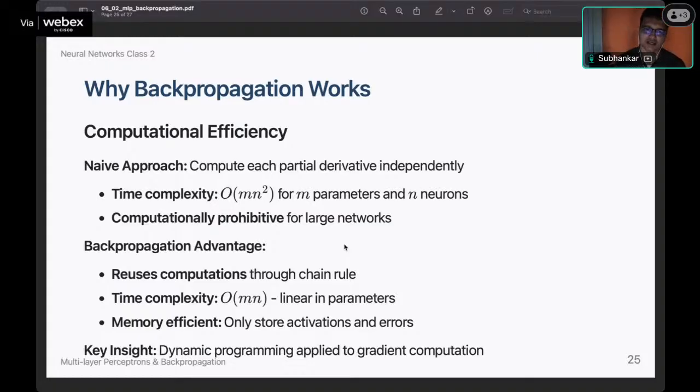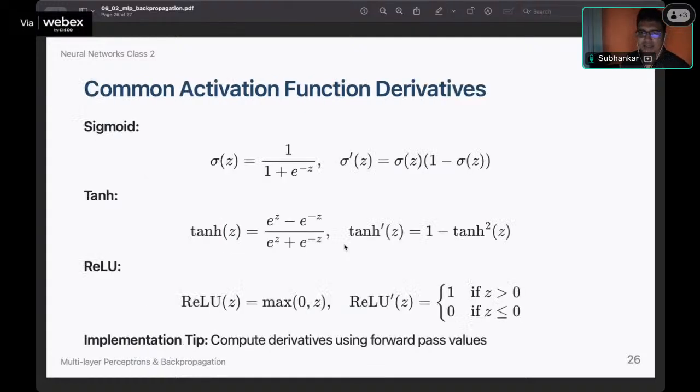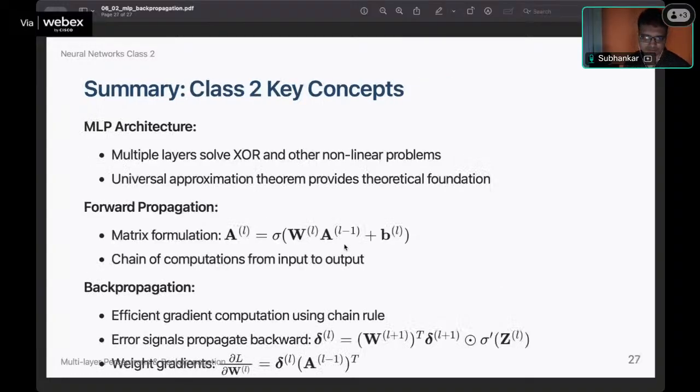But in backpropagation, we can use the chain rule. The time complexity is very small, and it is also very memory efficient. We can use dynamic programming to solve gradient computation, and we can solve this in polynomial time. We have also discussed the derivatives of the existing activation functions. ReLU is super simple, 1 or 0, and so on. Then the summary is there, class 2 key concepts.